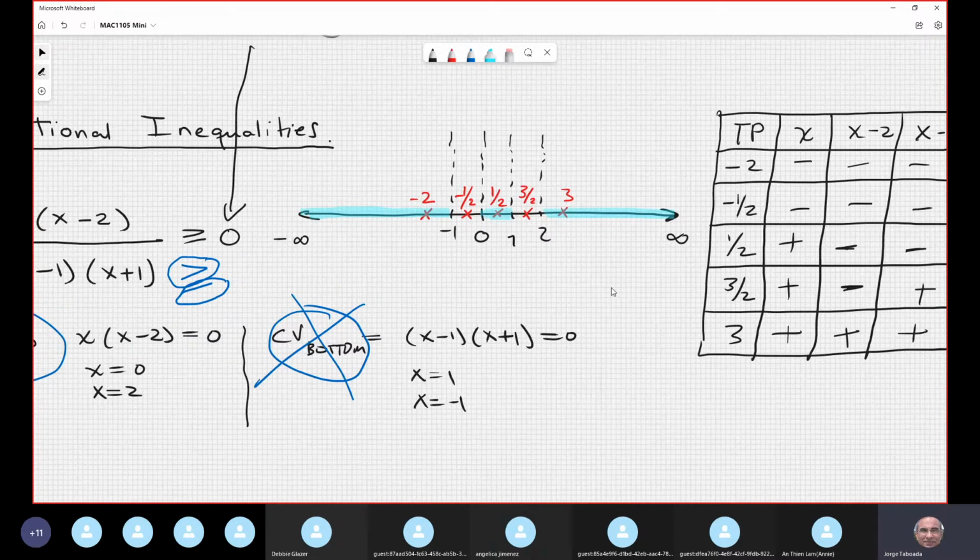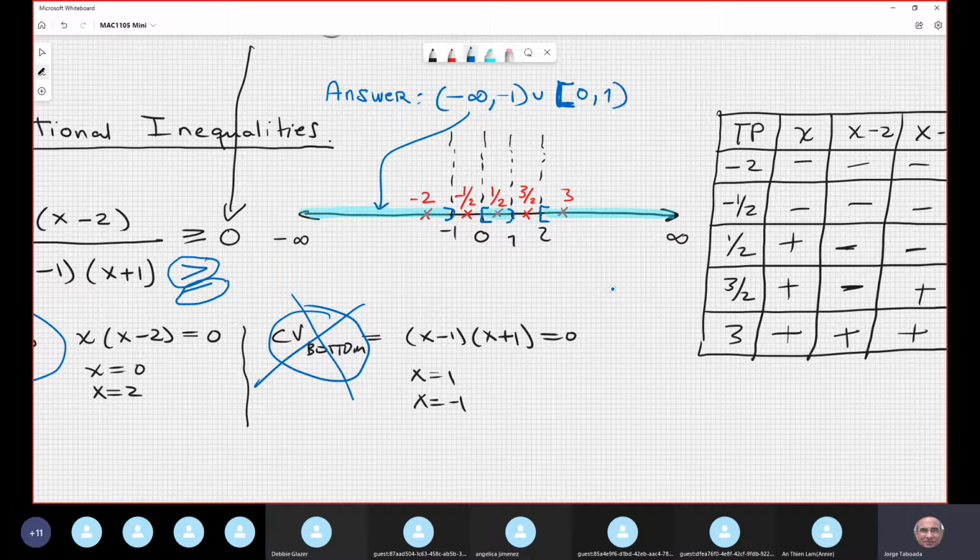Okay, so 0 is okay, bracket. Include 0. 2 is okay, bracket, and the rest no, okay. Parenthesis and parenthesis. So what is my final answer? My final answer is from negative infinity, comma, -1, which is this piece, union, the second piece, which is bracket 0, 1, parenthesis, which is this piece, union, bracket 2, infinity, which finally is this piece. Done. Any questions?